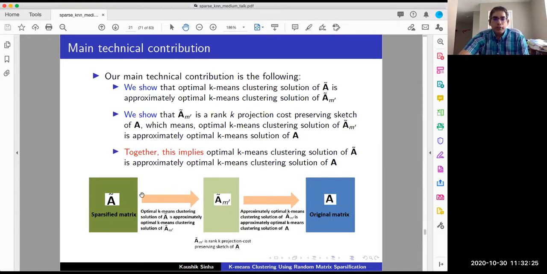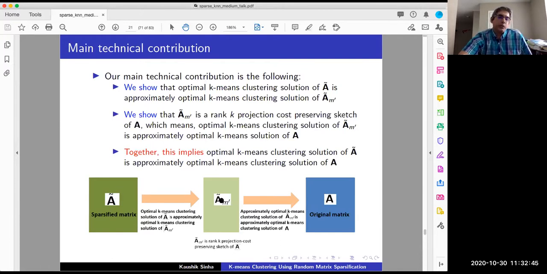So what we show from here to here, how these two are connected, is that the optimal k-means clustering of this left-hand side matrix A tilde is approximately an optimal k-means clustering solution for its best M prime rank approximation. So that way, the leftmost and the middle matrices are related.